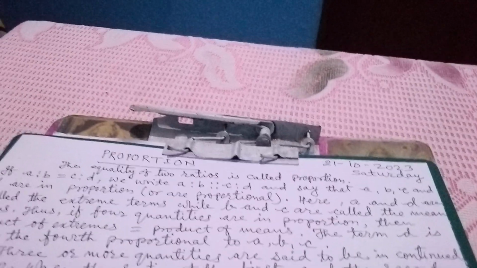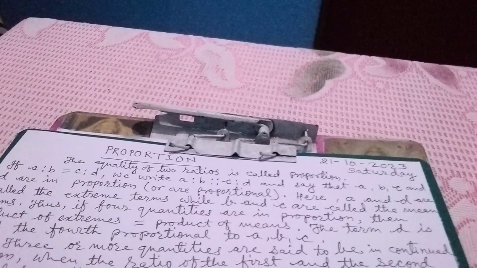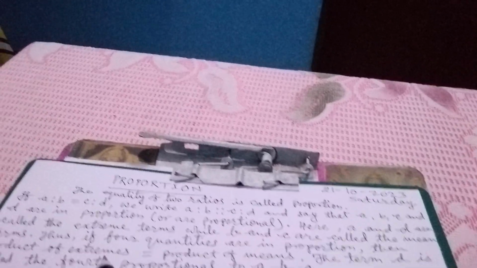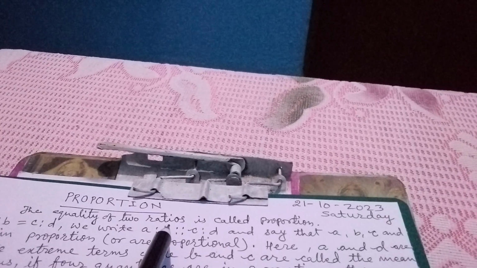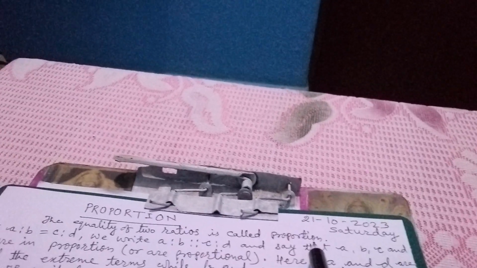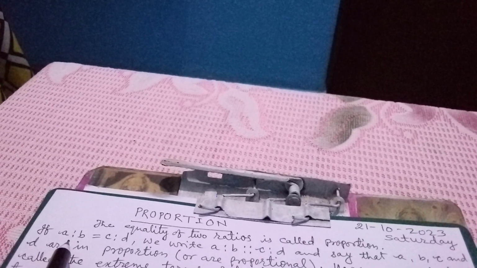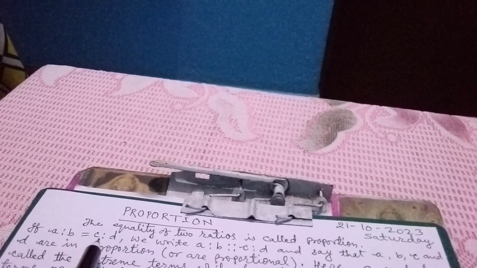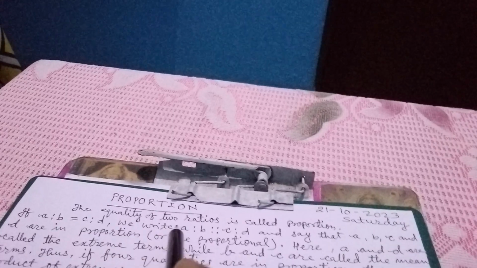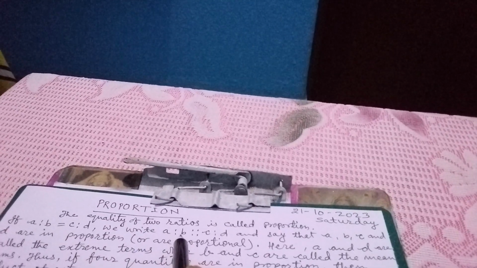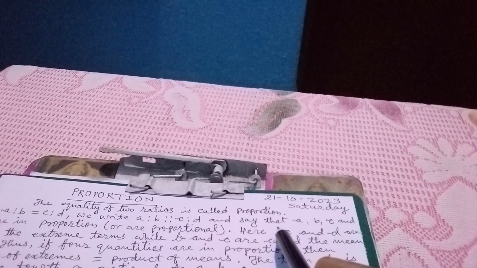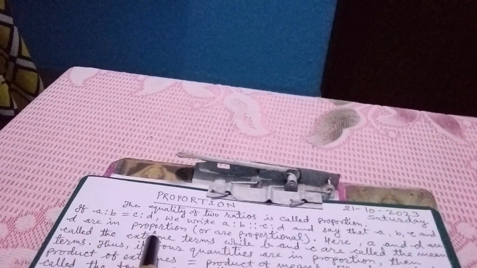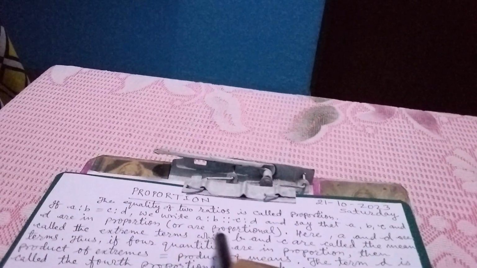Dear students, today we are going to discuss proportion and its properties. The equality of two ratios is called proportion. If a : b = c : d, we write a : b :: c : d and say that a, b, c and d are in proportion or are proportional.